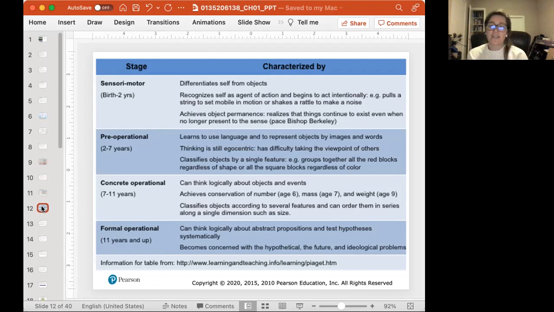Concrete operational is characterized by logically thinking about objects and events. You achieve conservation of number at age 6, mass at age 7, and weight at age 9, if you're following a normative development. And you classify objects according to several features and can order them in a series along a single dimension like size. As for formal operational, you can think logically about abstract propositions and test hypotheses systematically, right? So you can run your little research studies if you want. You become concerned with the hypothetical, the future, and ideological problems.